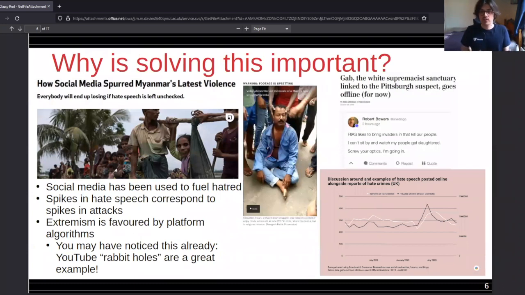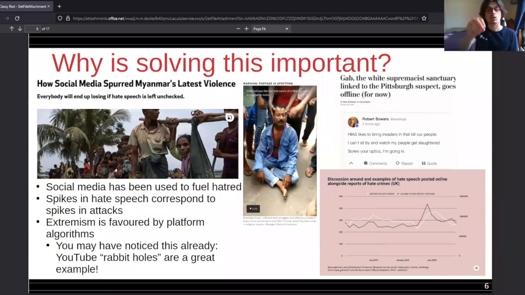Now, solving this is incredibly important. So the first example I want to use is the Pittsburgh attacks. For those of you who don't know, a man called Robert Bowers went in and shot up, I believe it was a synagogue, and killed people because of extremist views. Now, he was under the impression that a Jewish organization called HIAS likes to bring in invaders that kill our people. "Can't sit by and watch my people get slaughtered. Screw your optics, I'm going in."